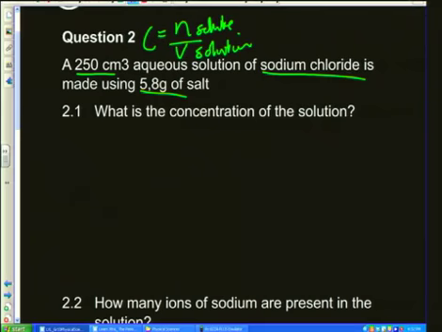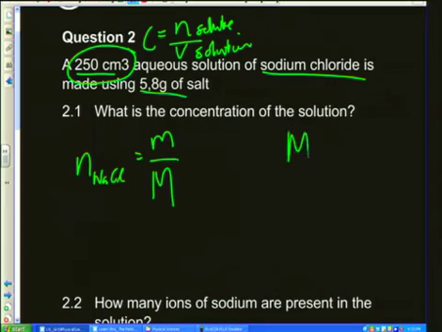So we've got the volume of the solution, but we haven't got the number of moles. So we're going to have to find the number of moles of sodium chloride. I like to put down what I'm doing as a subscript. So I'm going to say the number of moles. What were we told about the solute? We're told that it's salt, it's sodium chloride, and we've given a mass. The number of moles is equal to mass divided by molar mass.